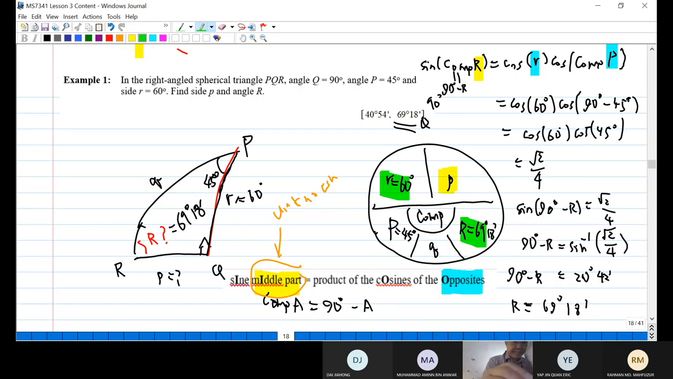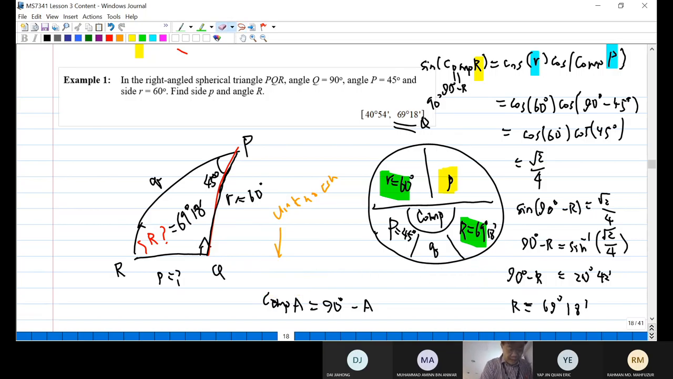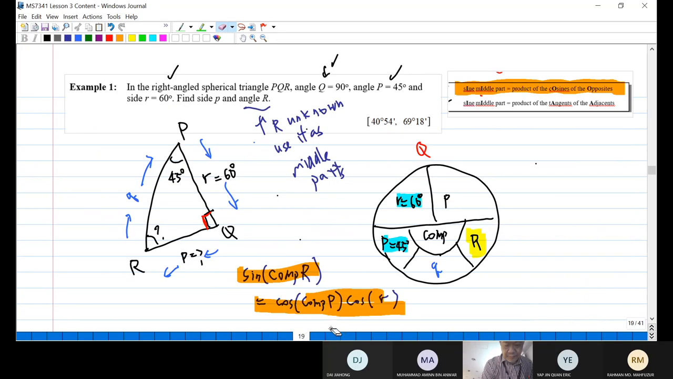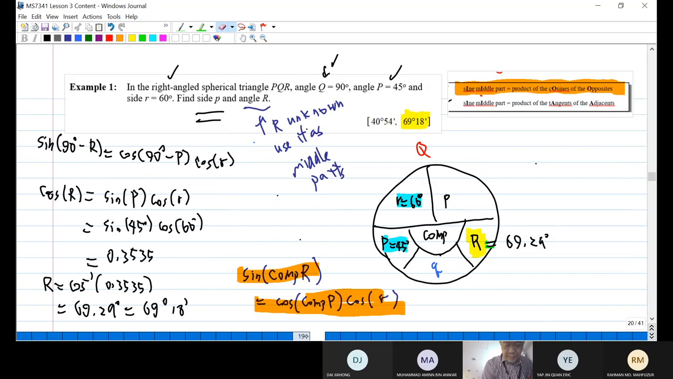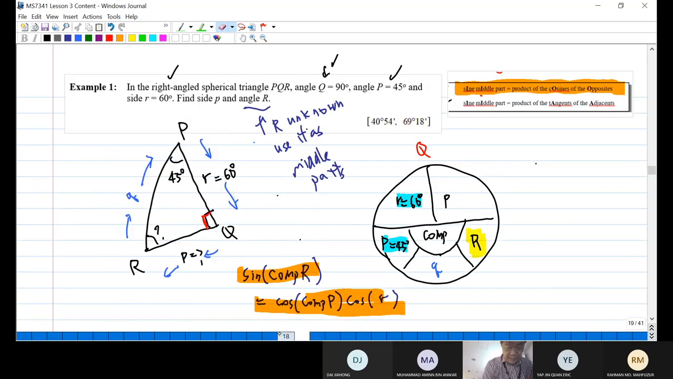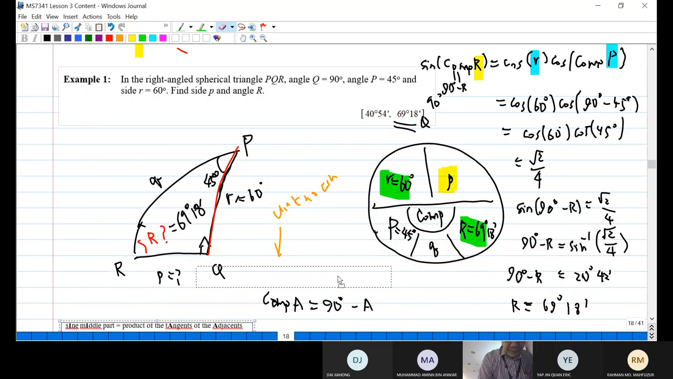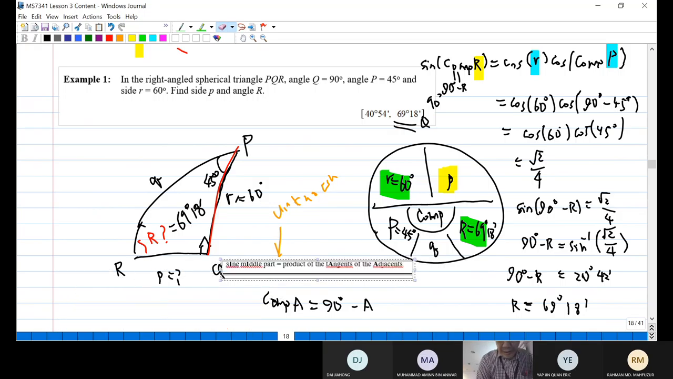So I'm going to use a different formula now. I copy the formula from the earlier page. This is the formula here. I use the second formula, tangent now. Sine of middle part equals product of tangent of adjacent. So this is the part I use here. Okay, sine of middle part is the product of tangent of the adjacent here.